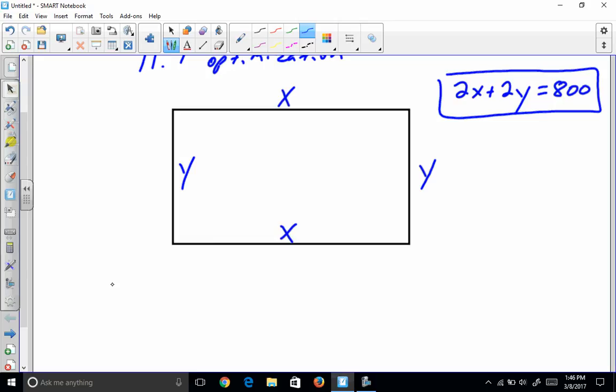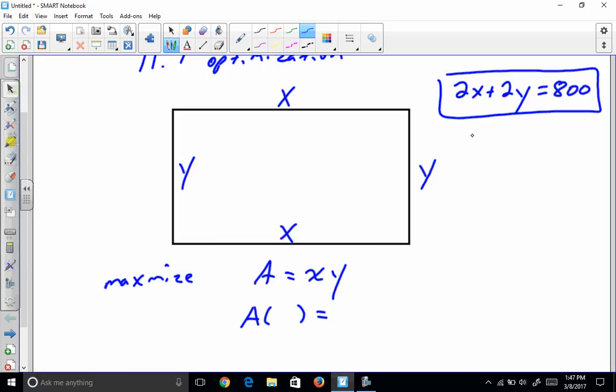But what we want to maximize is the area. The area of a rectangle is length times width. But notice this has 2 inputs. We want to get this down to having 1 input, where we'll have area as a function of 1 variable. So let's get rid of our y. We can solve for y in this equation and then replace y.